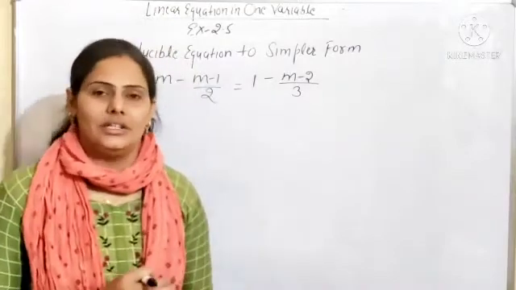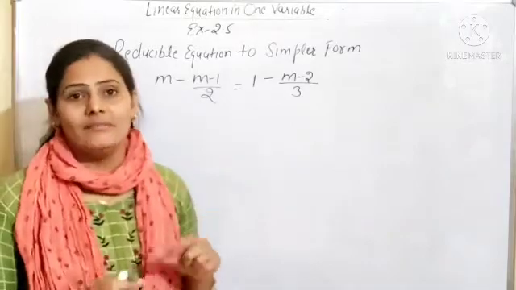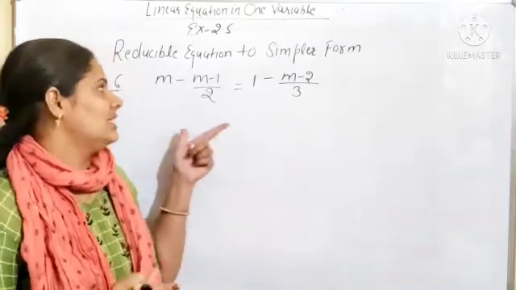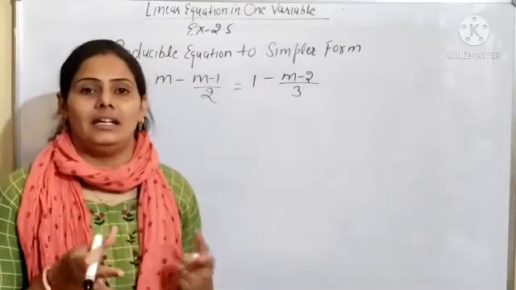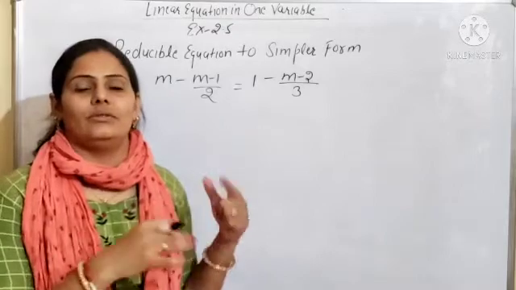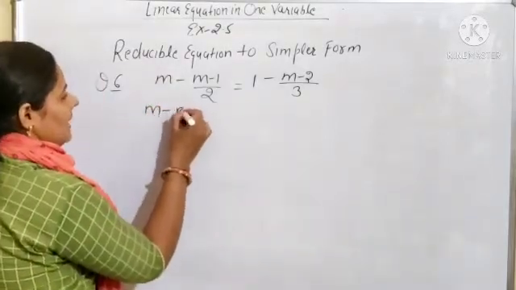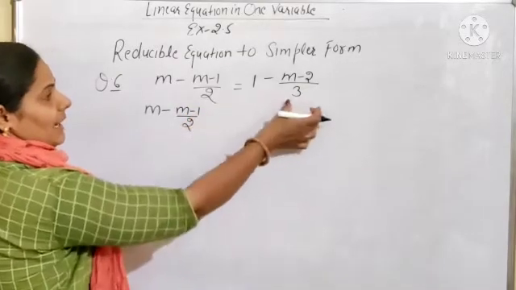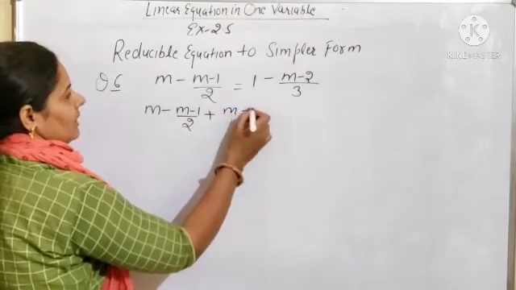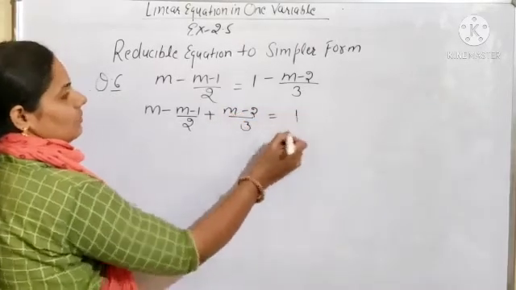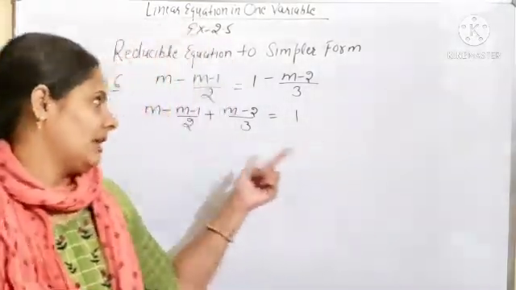So simply, I have already told you, first you will check what the variable in this question is. You can see m is the variable. After that you have to check whether variables are given on both sides, left hand side and right hand side. So in the first step you will take all the variables on one side and all the constant values on the other side. So (m - 1)/2 and (m - 2)/3 you will take on the left hand side, so it will be (m - 1)/2 + (m - 2)/3 = 1. Clear? So first step, you take all the variable terms on one side and all the constant terms on the other side.